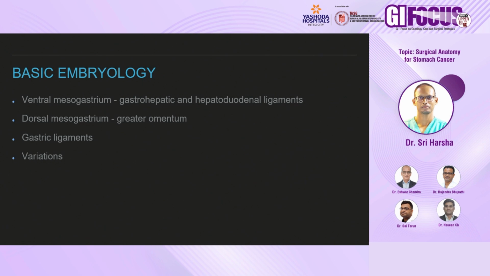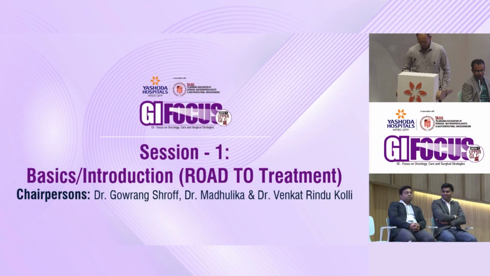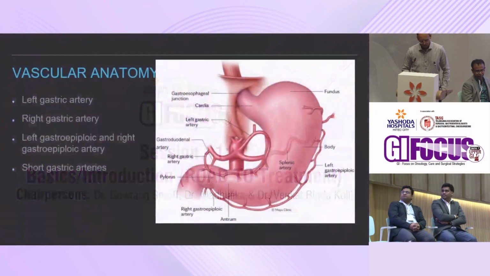So just a touch on the basic embryology of the stomach, wherein the foregut is suspended with ventral mesogastrium and dorsal mesogastrium. The ventral mesogastrium forms the gastrohepatic and hepatoduodenal ligaments and also the liver, whereas the dorsal mesogastrium gives rise to the greater omentum. So this is mainly with regards to the gastric ligaments, which are developmental things, which help us in dissection and also understanding the anatomy for further surgeries.